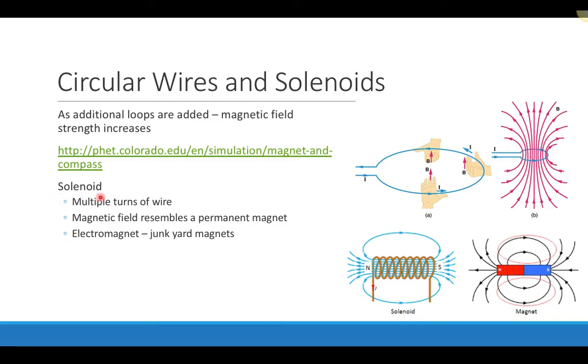So for a solenoid, you're going to have multiple turns, and these are used often, as I mentioned before, like a junkyard magnet. Something you can turn on and off, so you can have a very strong magnetic field when you run current through it, but then you can also turn off the current and the magnetic field goes away.